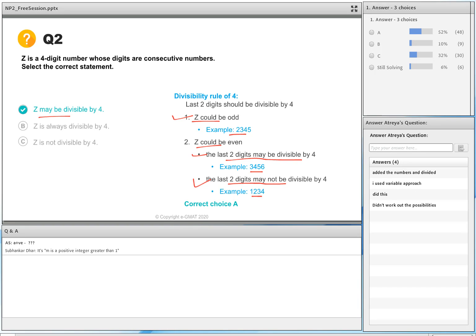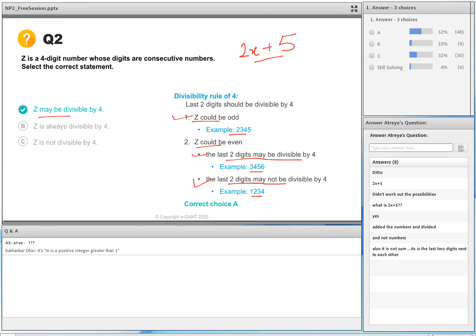For example, you have taken x plus 1, x plus 2, x plus 3, and you added all that up. Now, when you add all that up, what is the sum of the last two digits? It would be equal to 2x plus 5, correct? You might have thought that 2x plus 5 is always odd, so it cannot be divisible by 4, and that is the reason for going to choice C directly. But what you also need to understand is, you do not know the value of x first. 2x plus 5 is the sum of the last two digits, right? But the divisibility rule of 4 is not about the sum of the last two digits. It just tells me whether the last two digits are divisible by 4 or not. So this is the area where you faltered.